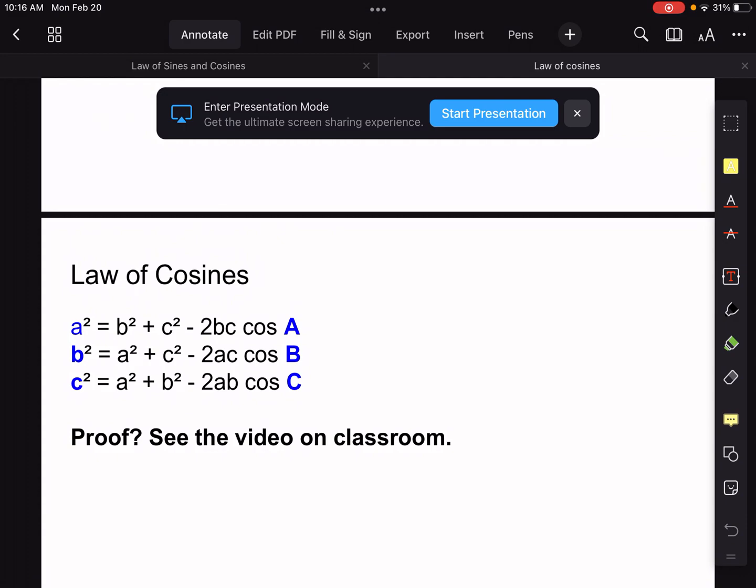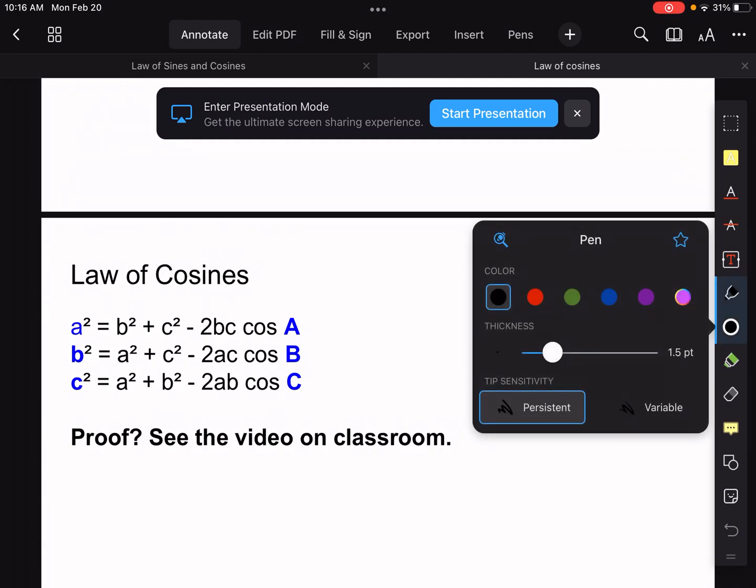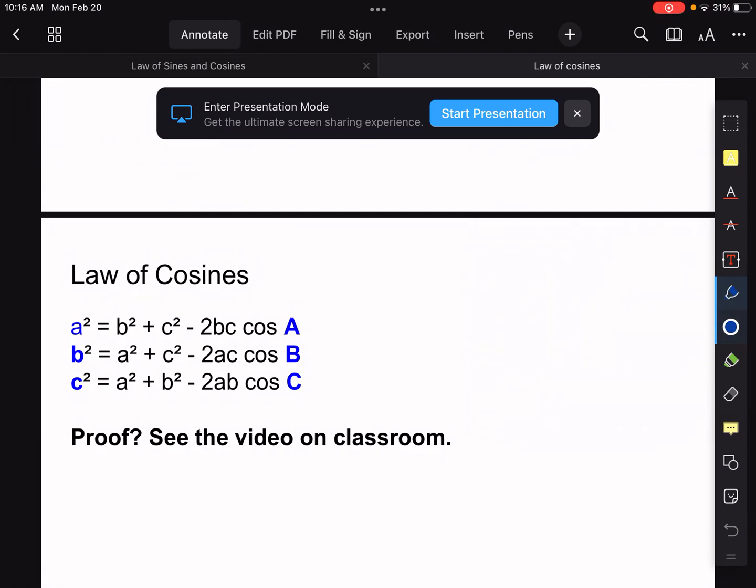Now I want to remind you of a couple things. First of all, when you are looking at all of this, you see a bunch of A's, B's, and C's. The first thing I want to highlight is that all three of these are essentially the exact same formula. They're just switching around the A's, B's, and C's. So I'm really only going to focus on the first one here.